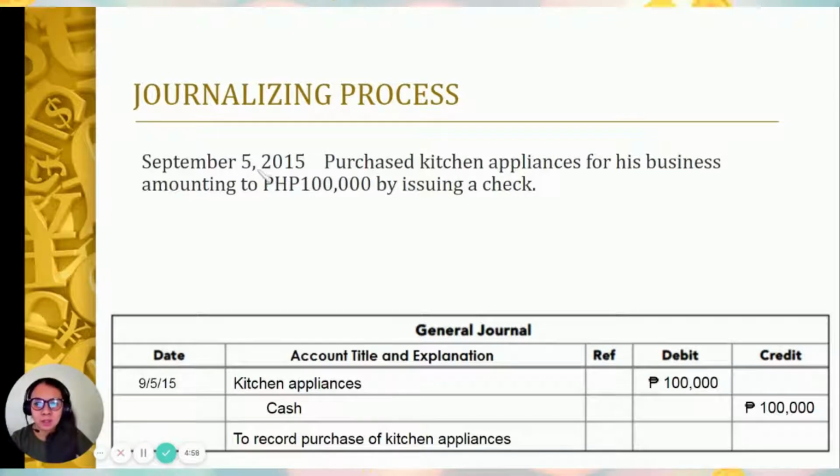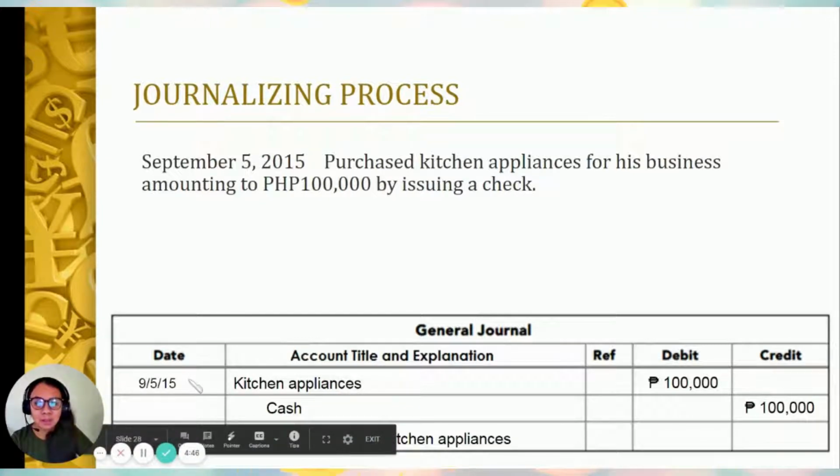For the second transaction, we have September 5th, 2015, purchased kitchen appliances for his business amounting to 100,000 pesos by issuing a check. So again, we start with recording the date when the transaction occurred. And this is September 5th, 2015. So we put in here September 5th, 2015.